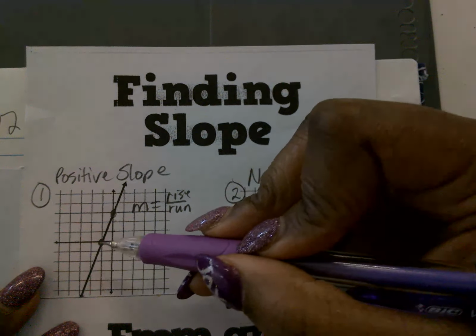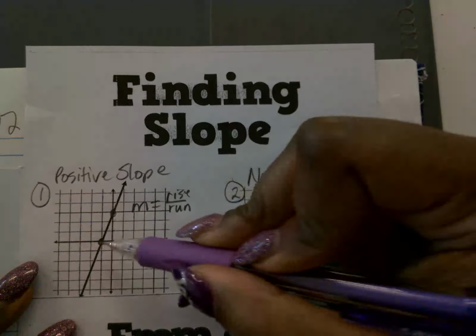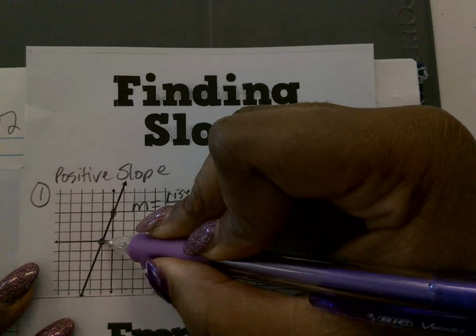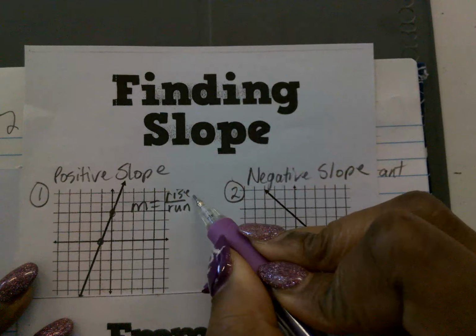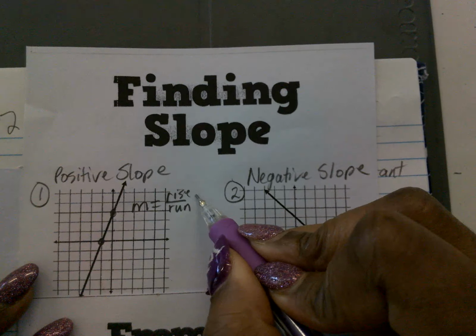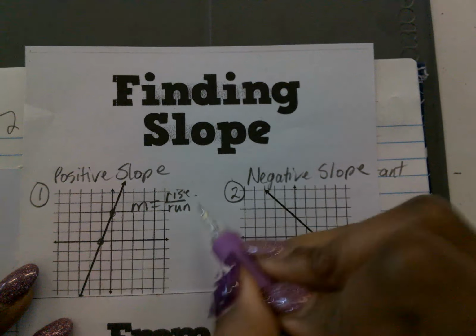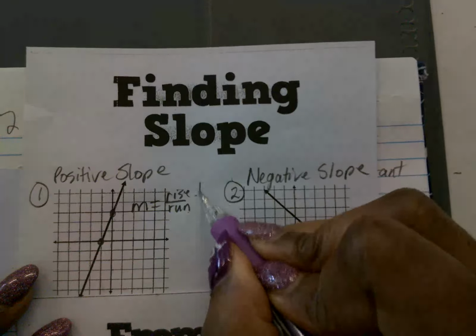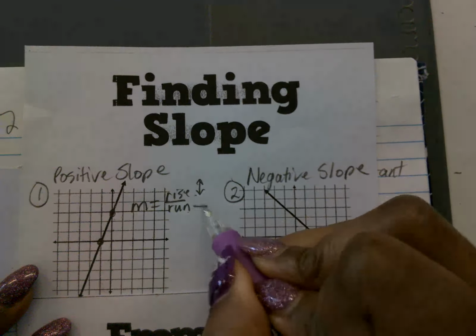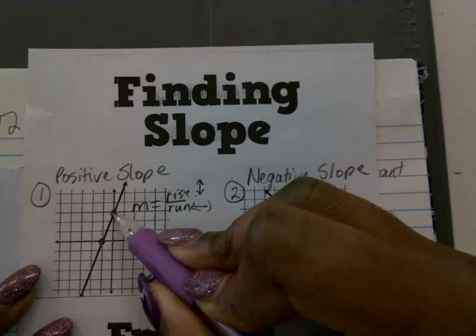So now I'm going to count rise over run here. From this point to this point, I'm going to count how far I go up or down. That's the number that I put up on top. Then go to the left or to the right. That's the number I put on the bottom. So rise is up, down. Run is to the left or to the right. So I have 2 points.